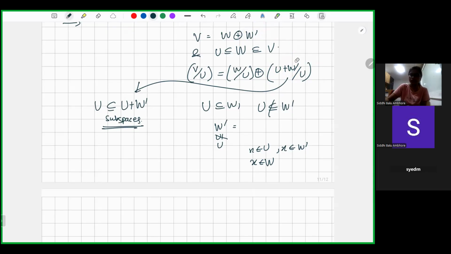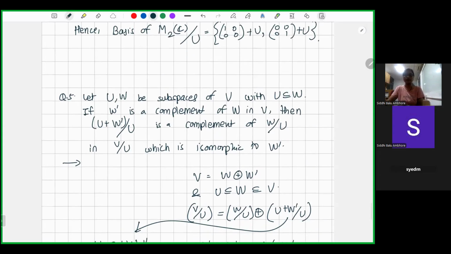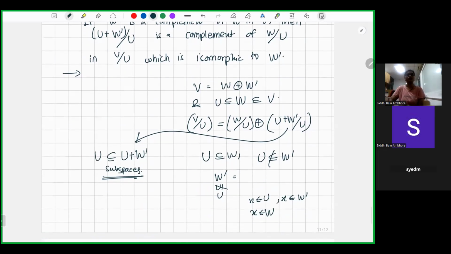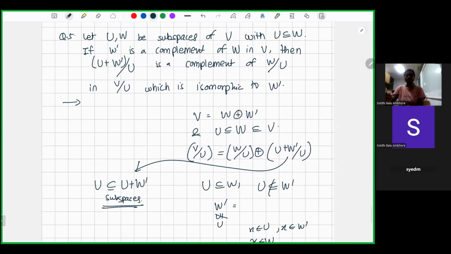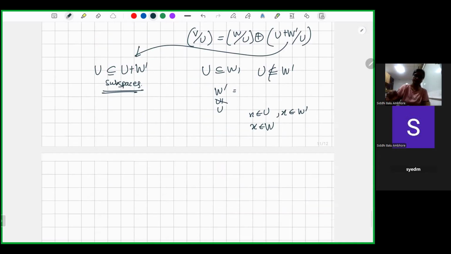Okay, so this is the question and we are trying to solve it now. So this is the first part. And then they are saying that the complement of W quotient U in V quotient U will be isomorphic to W dash and so on. So we will see that as well. But this is the idea of this question, that having hold of direct sum or complements in the original space, we can have the idea about the complements in the quotient space as well. So let us start with the proof.